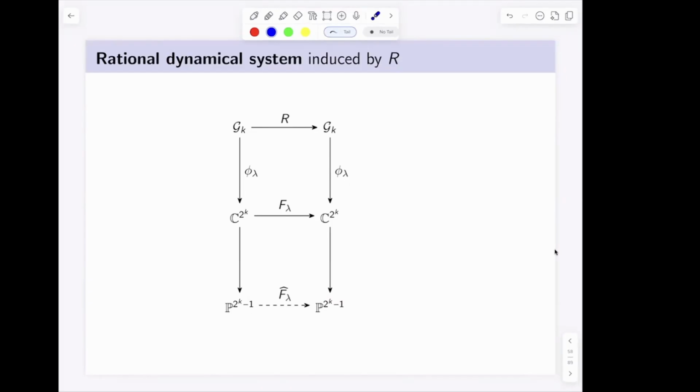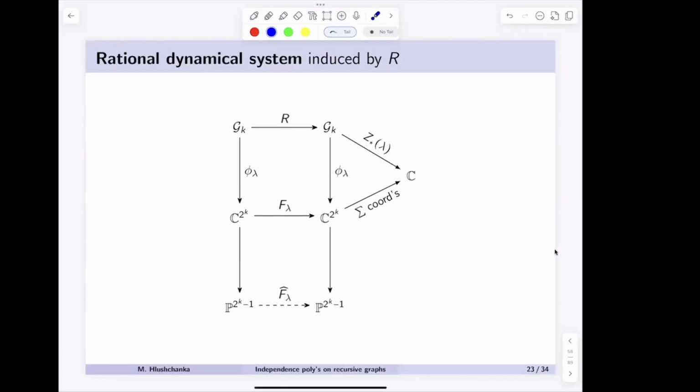And what we were interested in, well, we were interested in the zeros of the partition functions, right? So we had a graph up here. We have the corresponding partition function. But remember that the corresponding partition function is just the sum of these coordinates. Of course, if we're just interested in whether the sum of coordinates is 0 or not, we could also just look at the sum of the coordinates of the corresponding projectivized versions. So basically the sum of the coordinates is 0 if and only if the projectivized guys also sum up to 0.